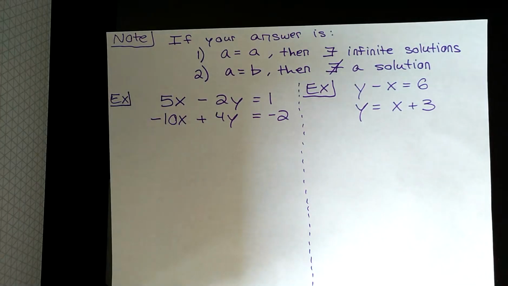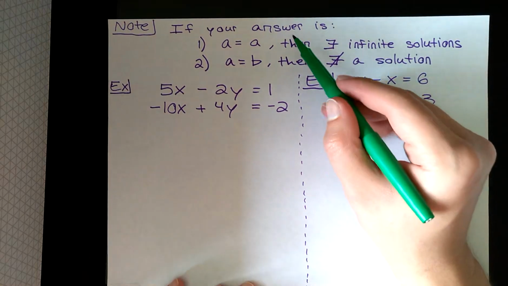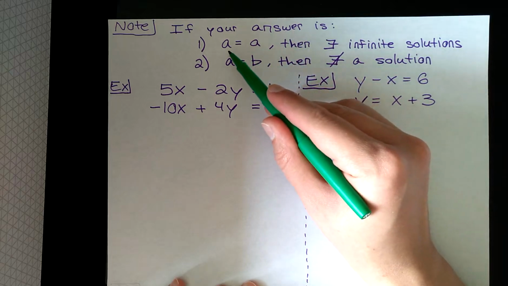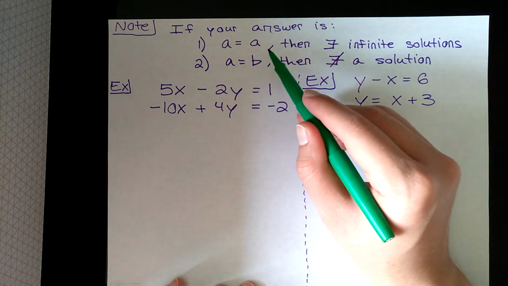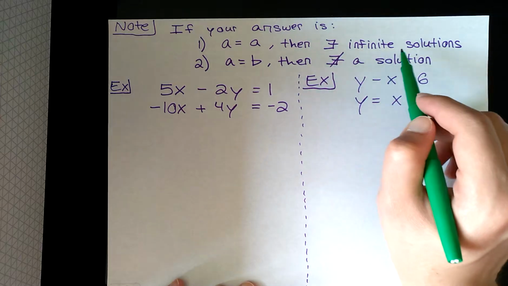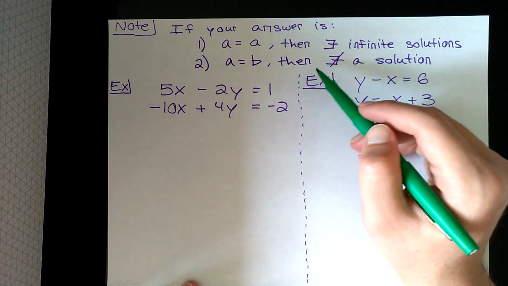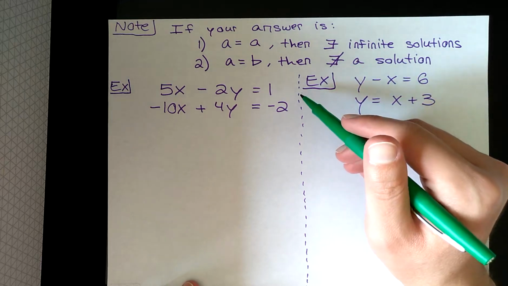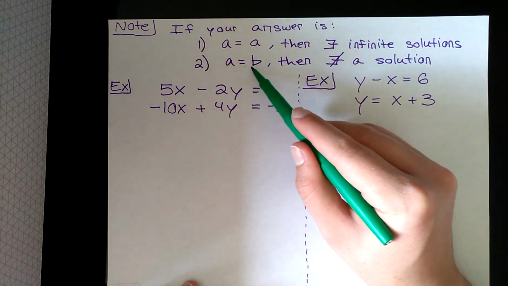Before you try the next ones, I want to make a quick note that if during your work you ever end up getting a equals a, meaning some number equals itself and all your variables are gone, then that means that there are infinite solutions. This means that both of the lines are equal to each other. They lie right on top of each other, so they intersect at every point.